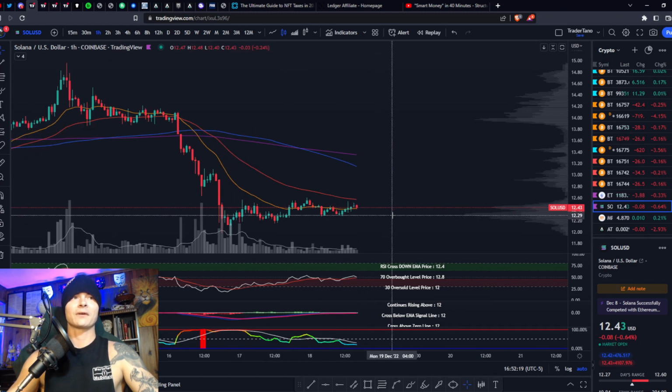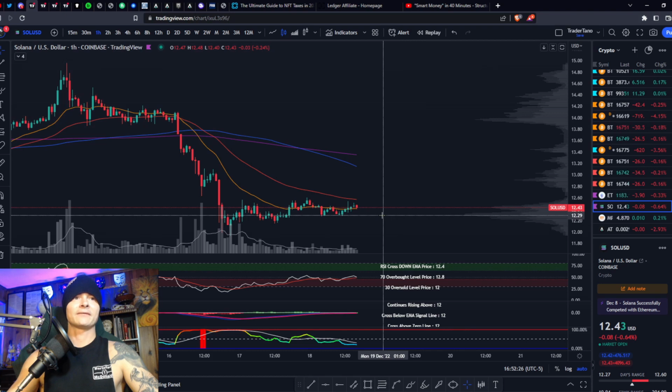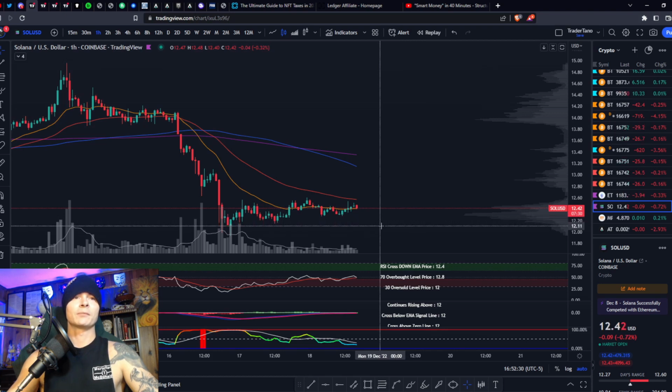I mean, you bounced from the POC, point of control, and the VPVR here to your right. So if we break that, if we break the 1229 level, we're probably going to come down to the range lows. If we break 1211, $11 is the next stop.